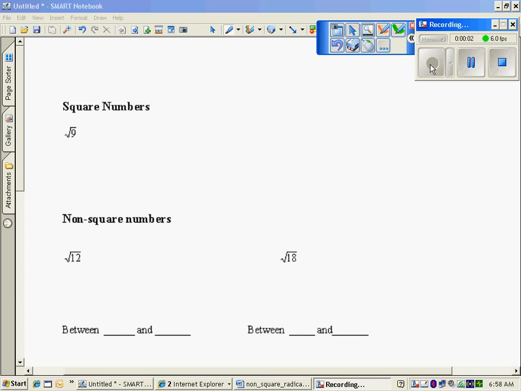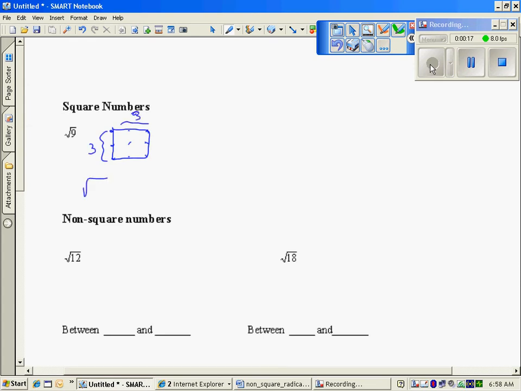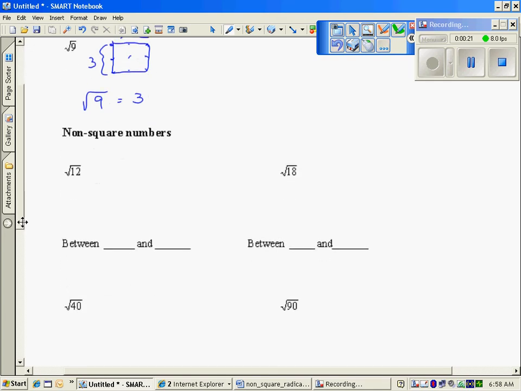When we talk about square numbers, such as 9, 9 is a square number. If I was to take 9 pieces, I could form a perfect square that had dimensions 3 by 3. Therefore, the square root of 9 is 3. So what happens if I can't make a perfect square, such as the square root of 12?